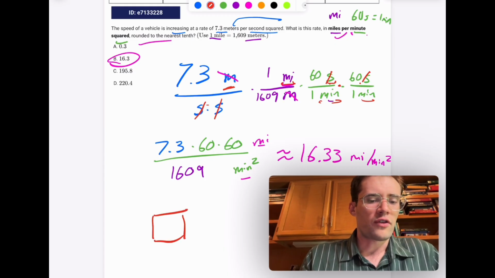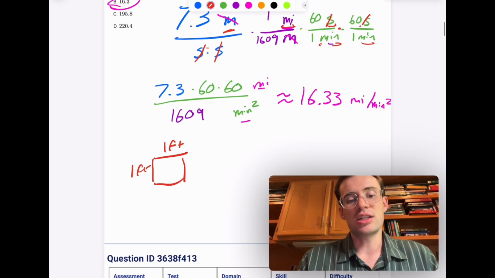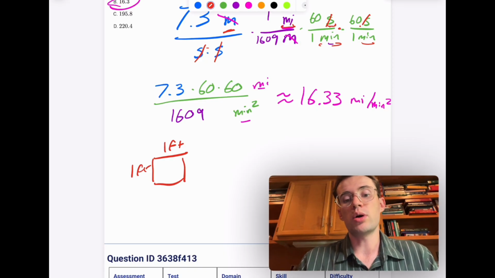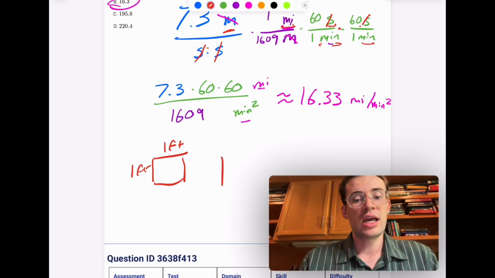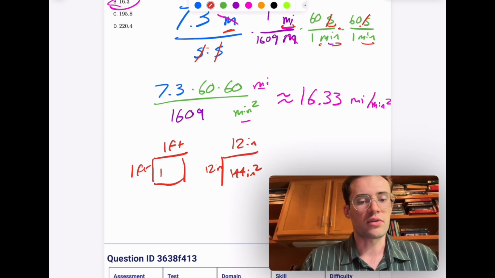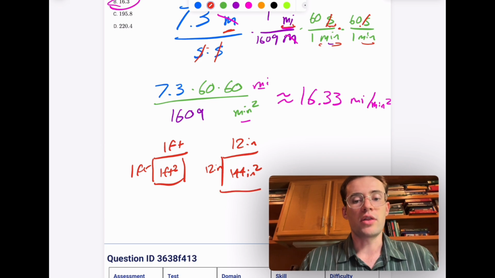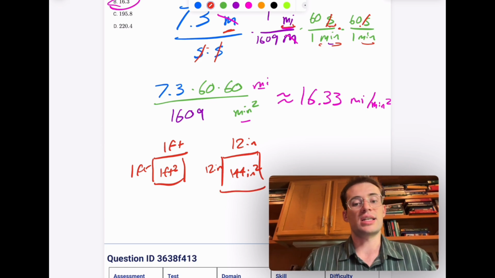If you go from like 1 foot by 1 foot and you want to make it into inches, that's not just 12 square inches. One square foot is not equal to 12 square inches. It's 12 inches by 12 inches. So that would become 144 square inches from what was originally 1 square foot. Right? Those are equivalent values because 12 inches is the same as 1 foot.